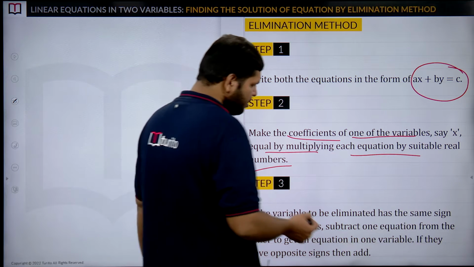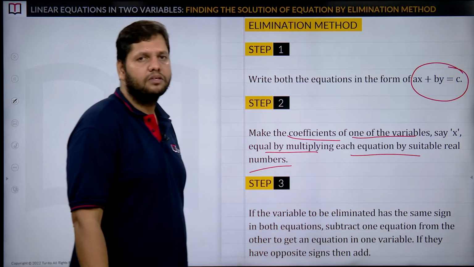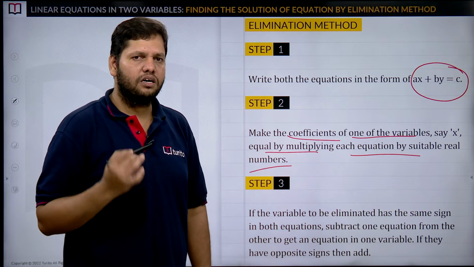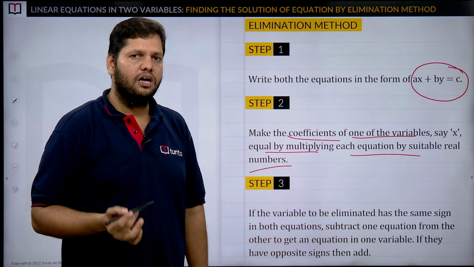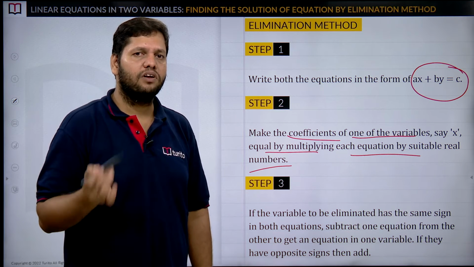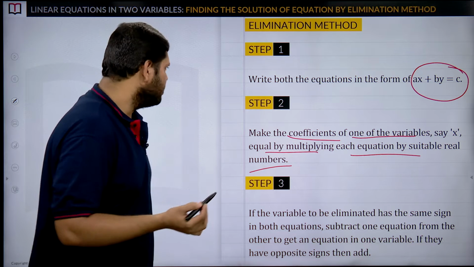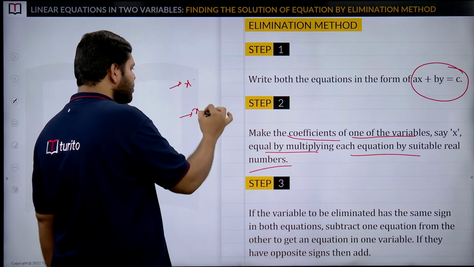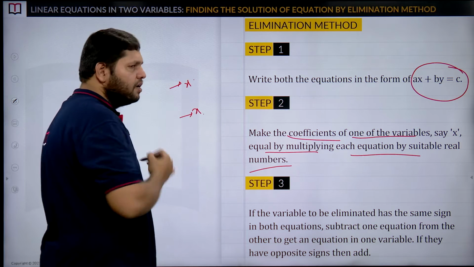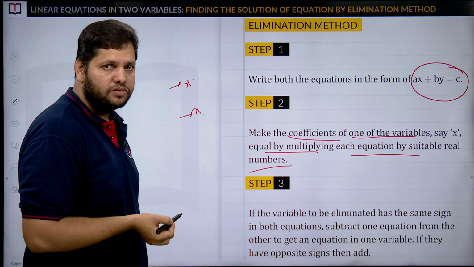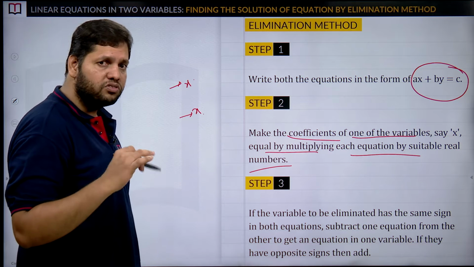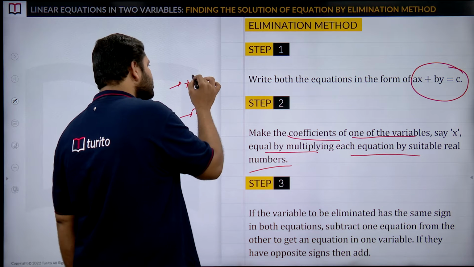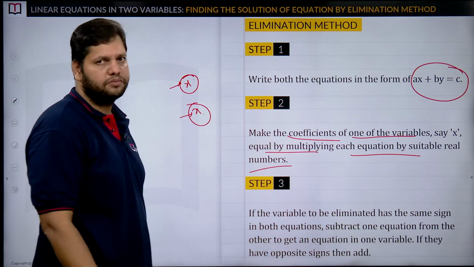Then, after multiplying, what do we have to do? We need to add or subtract, whichever is possible, and eliminate those two equal variables, the ones with equal coefficients. Here x is the variable, and here also x is the variable with the same coefficient. Then you can add these two or subtract these two, but x should be eliminated. For that you can do addition or subtraction, any one of the operations, but the thing is this x should be removed. Okay, that is the third step.